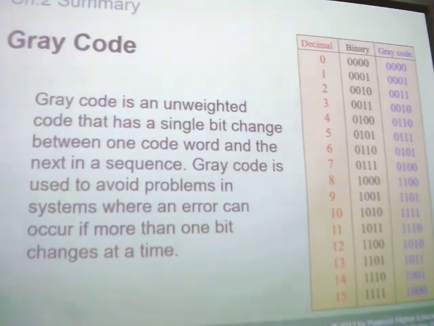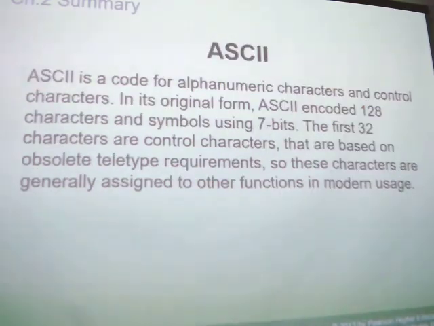If you want to know this Gray code a little, you can turn to page 48. And ASCII code is the code for alphanumeric characters and kanji characters.